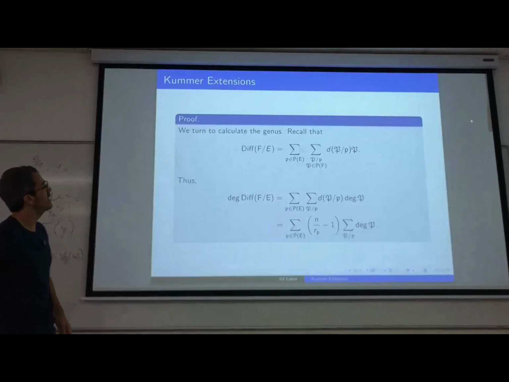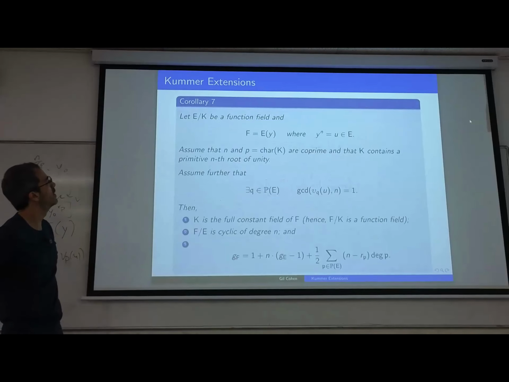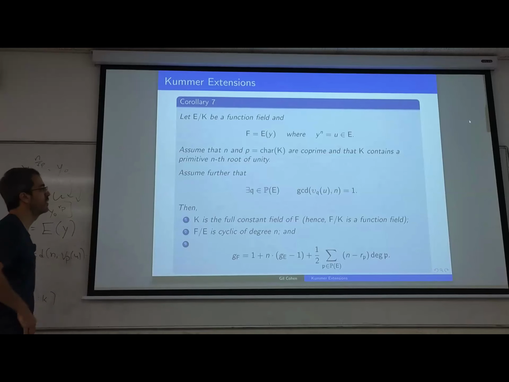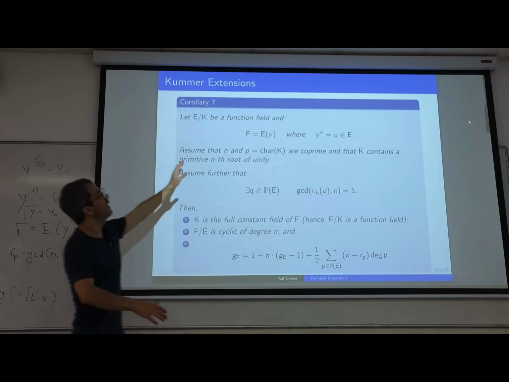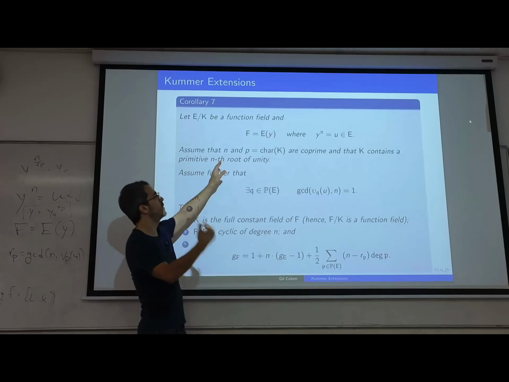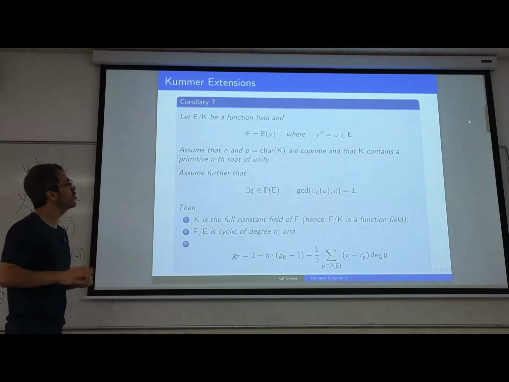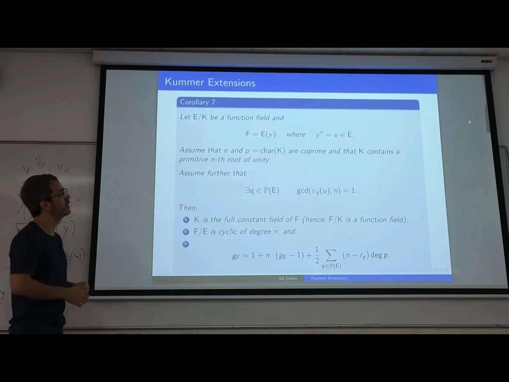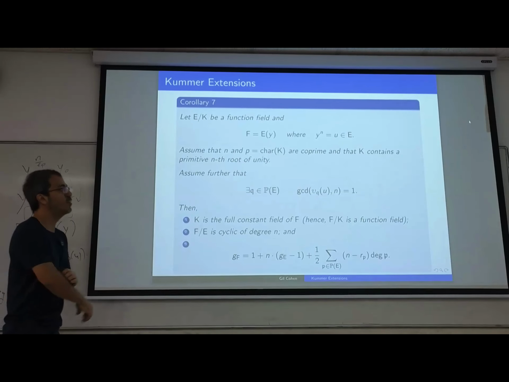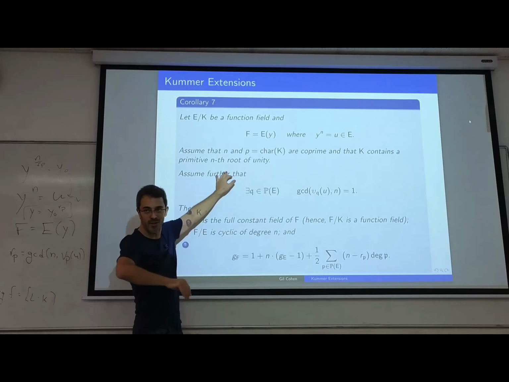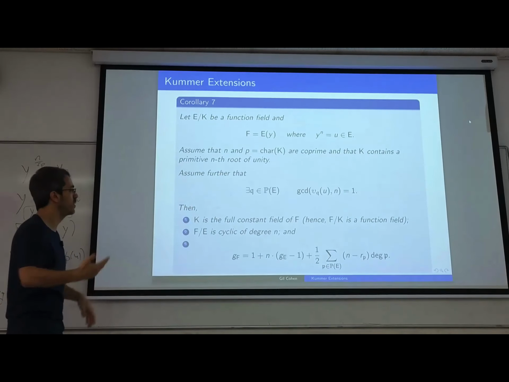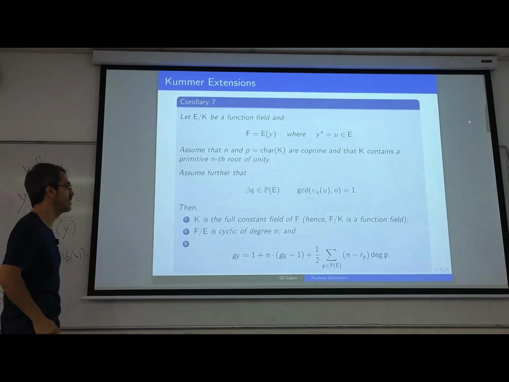So here is the corollary out of it. It's not so hard, but maybe I'm going to skip it. So it tells you again, let's say that you have a function field F, which you obtained by adjoining some n-th root of a given element u. So y to the n equals u, as before. But you do still need to assume that p is coprime to n. And you don't have to assume that k contains a primitive n-th root of unity. You can ignore it. It's only to make sure that it's Galois, but it's not important.